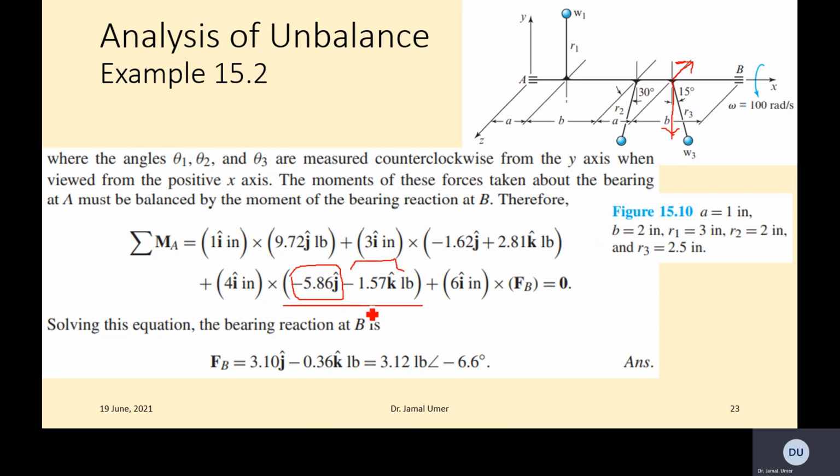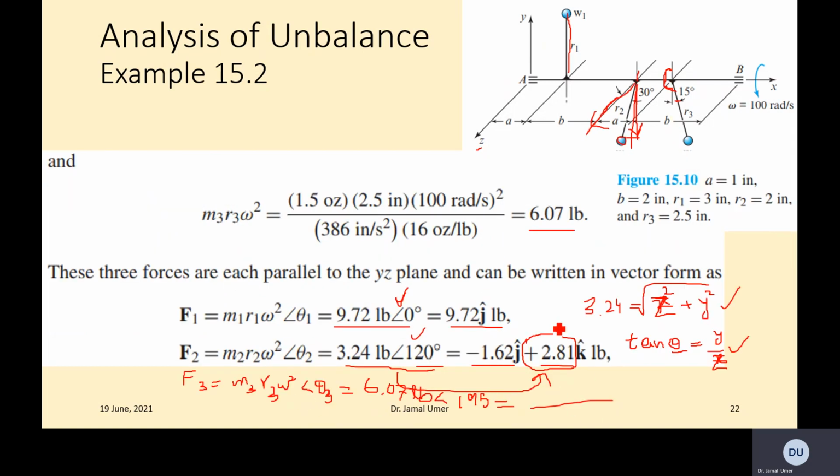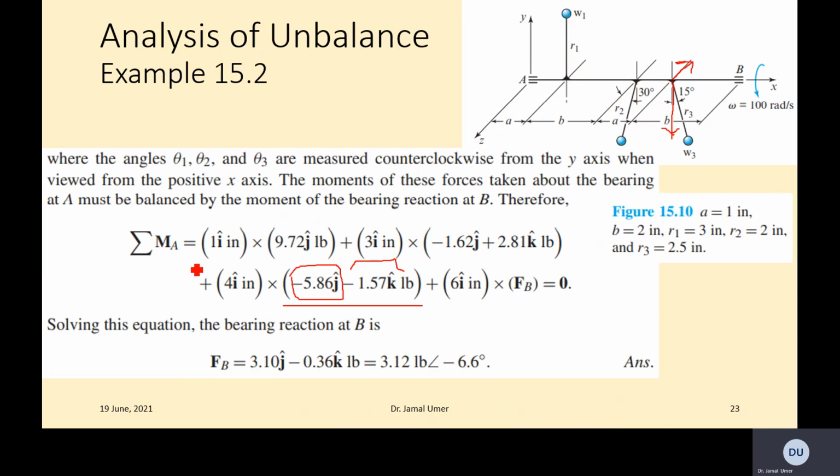So first you need to get these three equations, one for F1, F2, and F3, so you have weight 1, weight 2, weight 3. Now you take a moment. What is a moment? You take moment at A. The question was, we need to work out what are the reaction forces at A and B. So at A, you take moment.